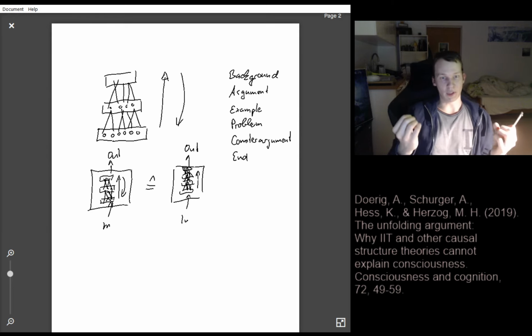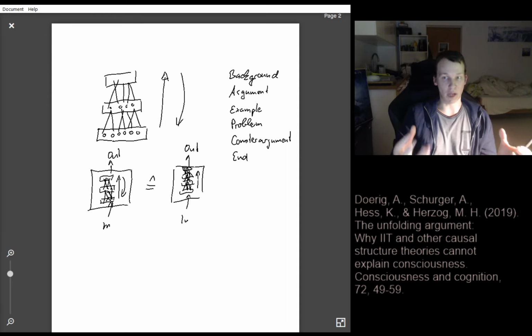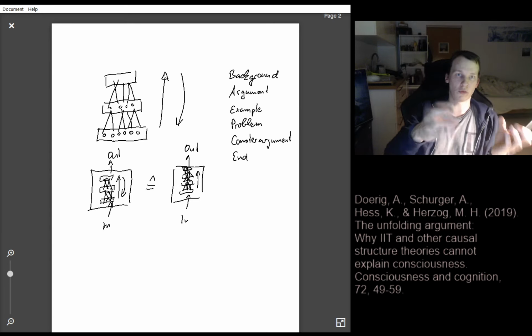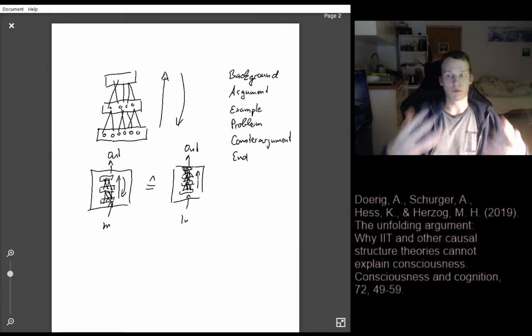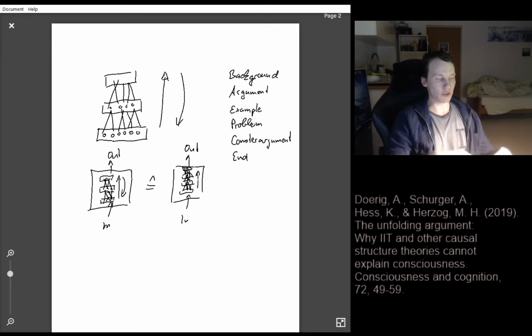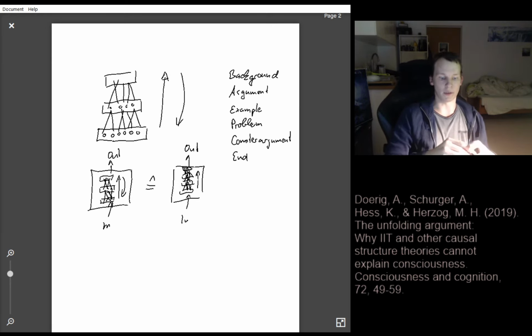And the unfolding argument is that since you can implement every input-output behavior pattern with both structures, you can never know which structure it is, and therefore you can never know whether it's conscious or not, according to these structural theories. And therefore the structural theories are crap, because you cannot make a distinction based on that. So you should discard all theories about this recurrency stuff.